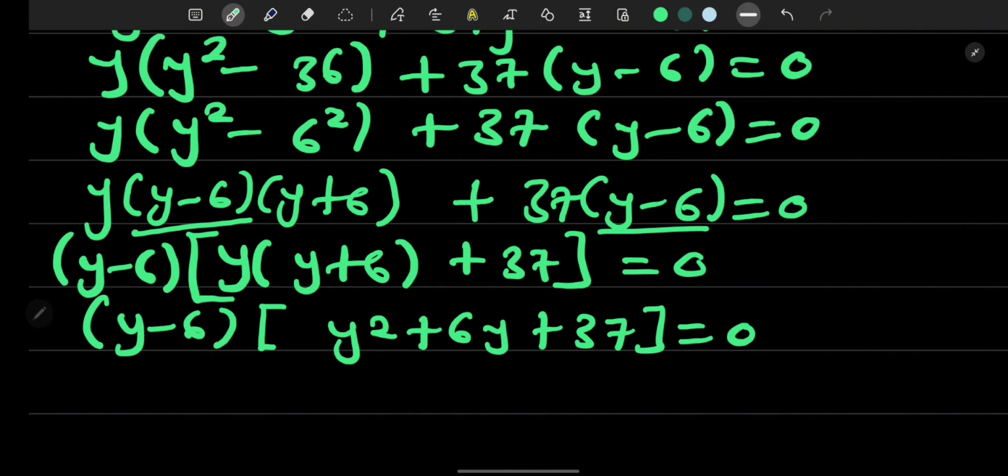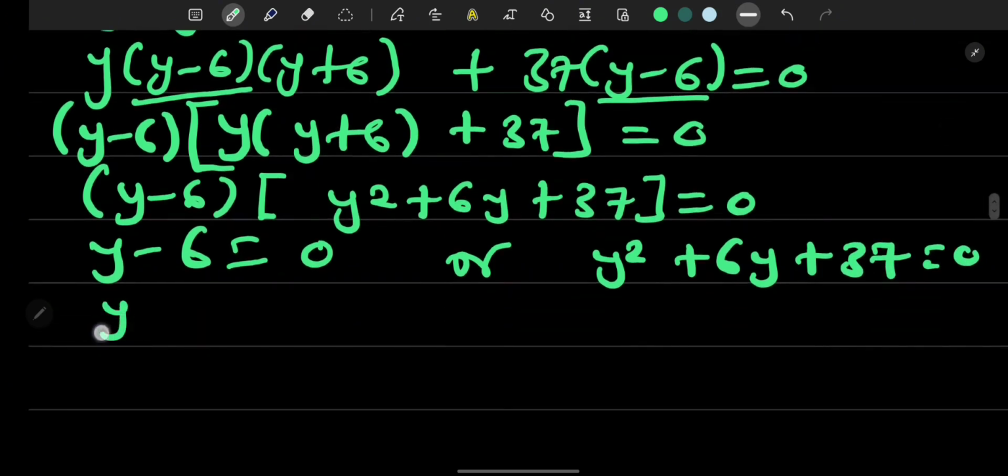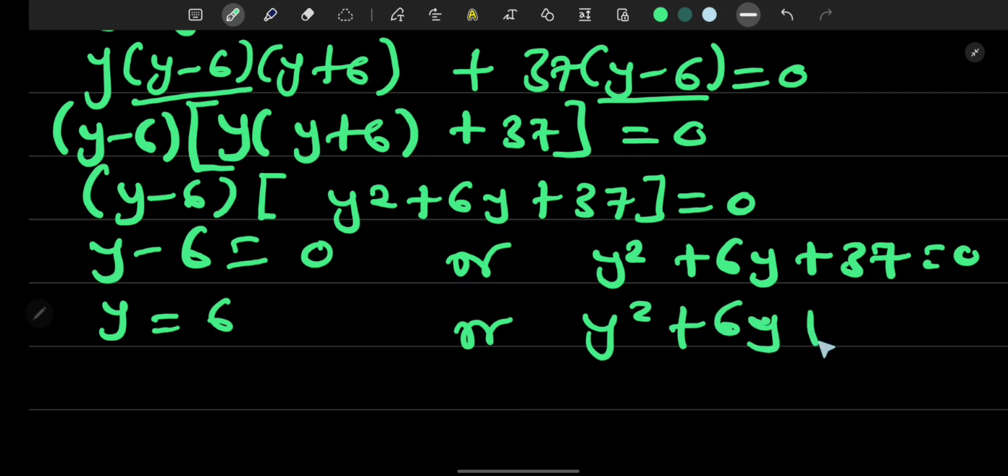Now don't forget, from a quadratic equation, when the product of two factors equals 0, one of the factors must be 0. So which actually means that y minus 6 equals 0 or y squared plus 6y plus 37 equals 0. Now here is y equals 6 or y squared plus 6y plus 37 equals 0. So we still have a quadratic equation here. We've gotten one of the answers, which is y equals 6. So the remaining two values of y could be obtained here. Do you get that now?